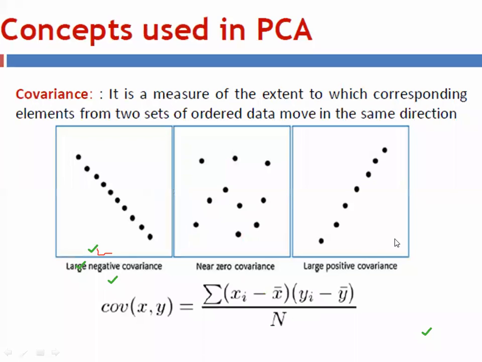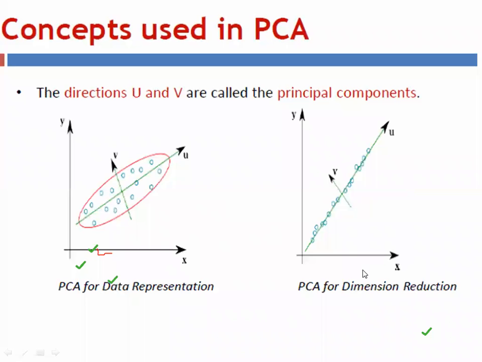Covariance means what? It measures the extent to which the corresponding elements from two sets of ordered data move in the same direction. If we consider two data sets, we have to measure whether these two data sets move in the same direction or not. It is calculated with the help of this formula.